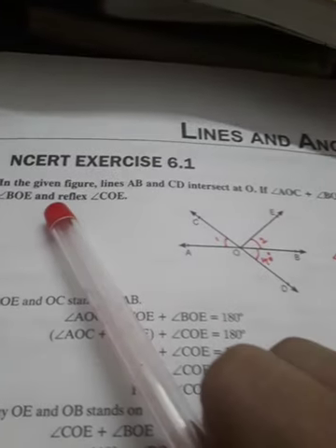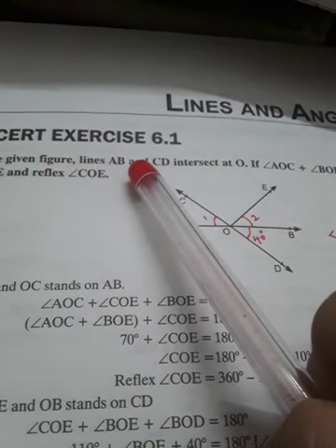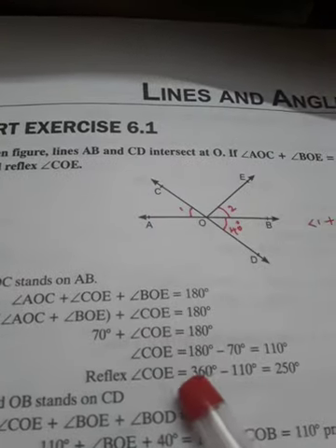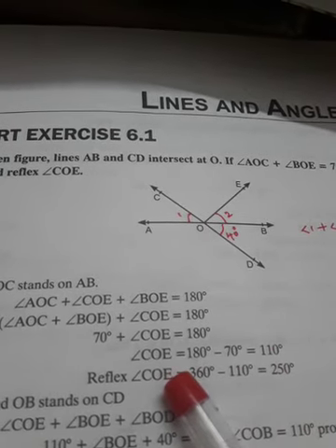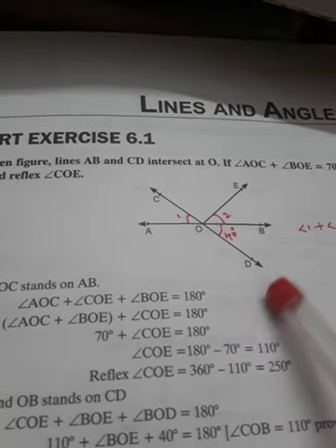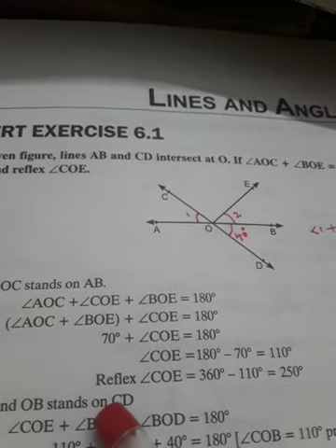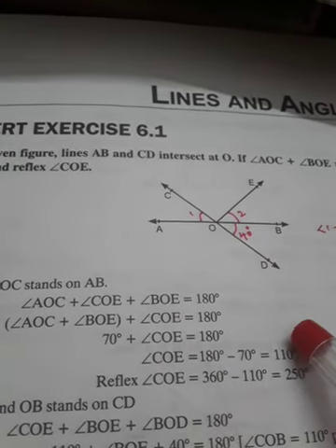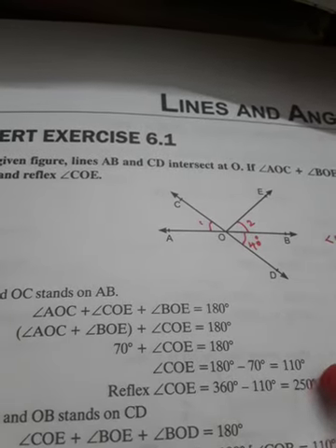Here what we need to find? Angle BOE and reflex angle COE. So reflex angle COE means 360 minus angle COE, all the angles except COE. So reflex angle COE means 360 minus 110, that is 250 degree. So one of the answers we got.